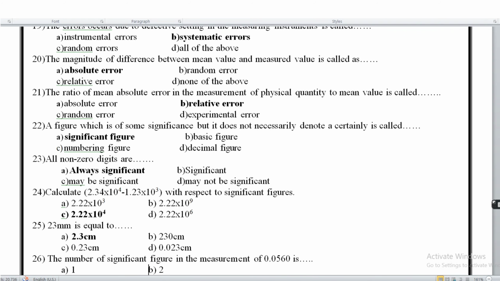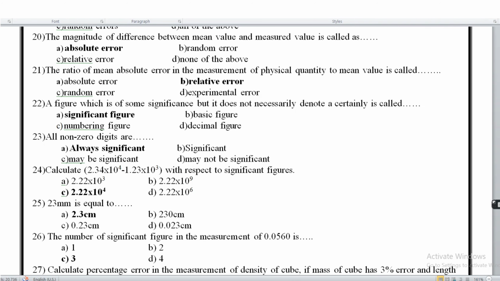Then calculate 2.34 into 10 raised to 4 minus 1.23 into 10 raised to 3 with respect to significant figures, and the answer is C, that is 2.22 into 10 raised to 4. Then the 25th question is, 23 mm is equal to what? It is equal to 2.3 centimeter.